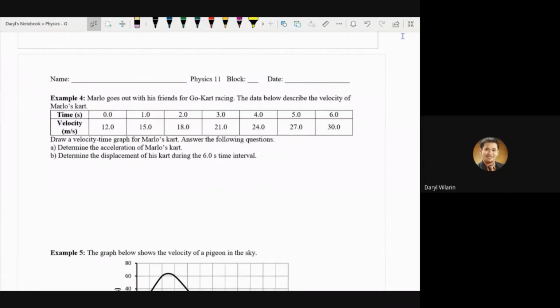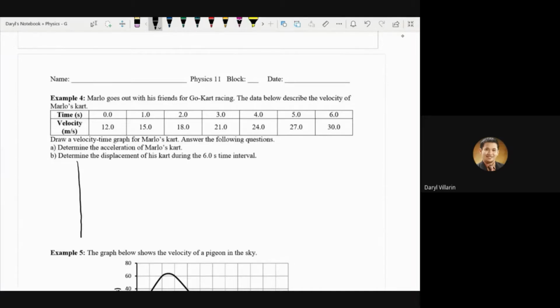Okay, let's take example number 4. So you're given a table with time and velocity quantities. First things first, we're going to draw a velocity-time graph for Marlo's cart, and then we need to answer the following question. Before we can answer that, we need to have our graph.